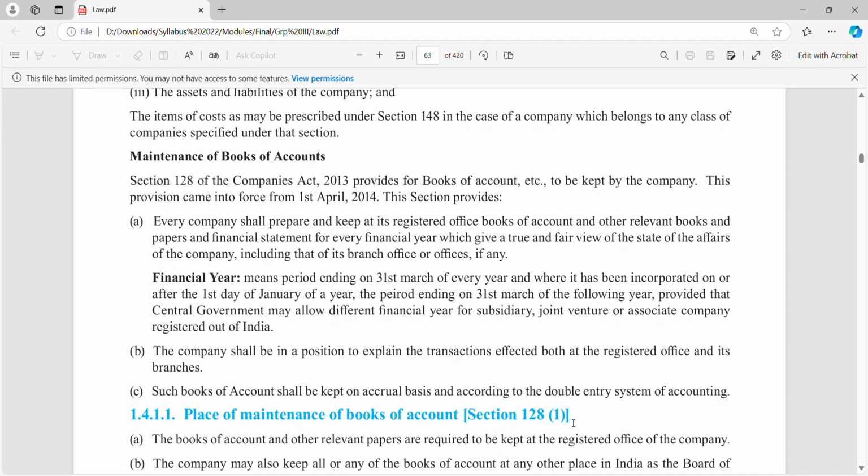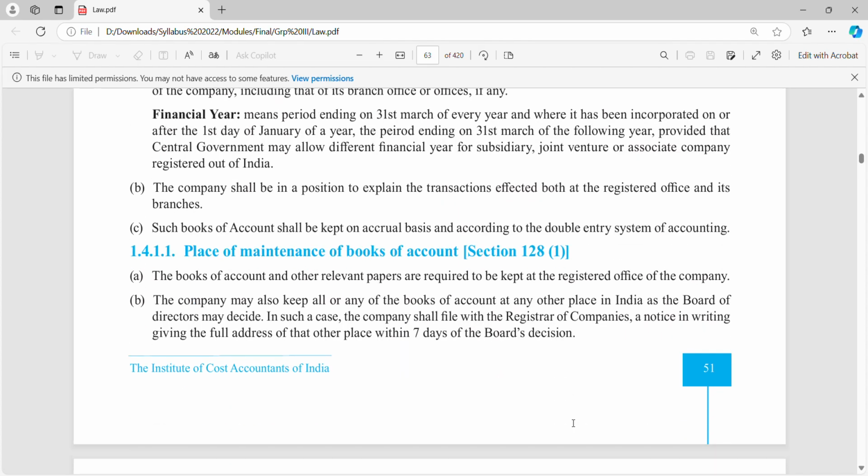Place of maintenance of books of accounts. The books of accounts and other relevant papers are required to be kept at the registered office of the company. So, as we discussed, I have offices in Mumbai, Hyderabad and Bangalore. I'll keep all my books of accounts at the Mumbai office.